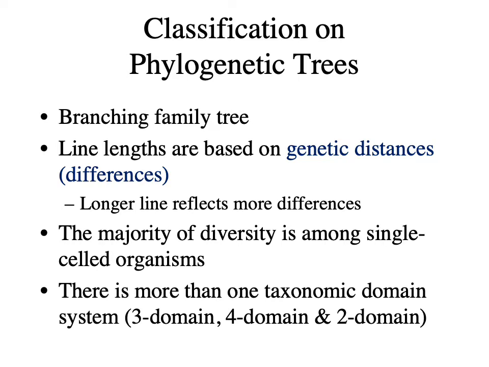Now remember, on this phylogenetic tree system, there are many types of different domains. You could have the 3-domain tree, which is the bacteria, the archaea, and the eukaryotes. You could have a 4-domain tree that has bacteria, archaea, eukaryotes, and viruses. Or you could have a 2-domain tree. That was the one that just had the bacteria and the archaea, and all those eukaryotes were grouped into the archaea domain.